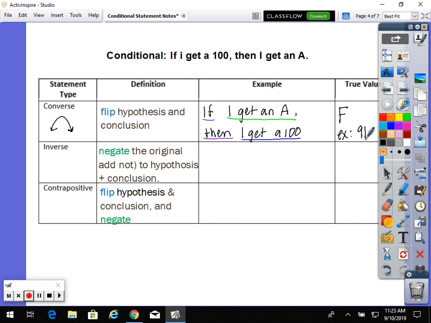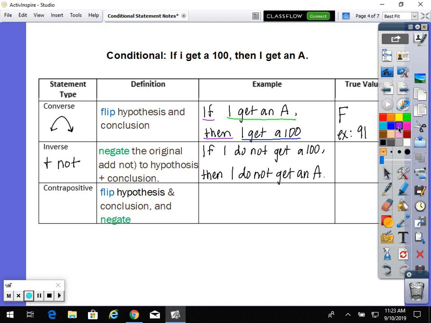So now we're going to move on to the inverse. The inverse is to negate the original, which means add not to the hypothesis and conclusion. So I'm going to say add not. That's just my little extra note. So it's going to read like this. If, and then still both there. So if I do not get a 100, then I do not get an A.